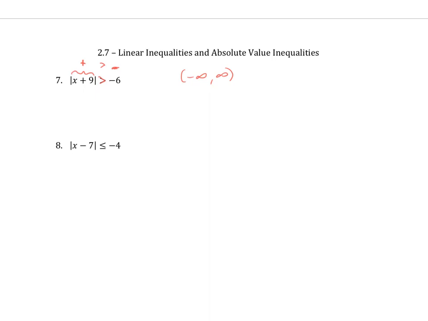If we look at number 8, we have an absolute value, so that is a positive, less than or equal to a negative. When is a positive less than or equal to a negative? It never is, right? A positive is not smaller than a negative. So in this case, we have no solution. So if an absolute value is compared to a negative, if it's a greater than, it's all real numbers, -infinity to infinity. If it's a less than, it's no solution.